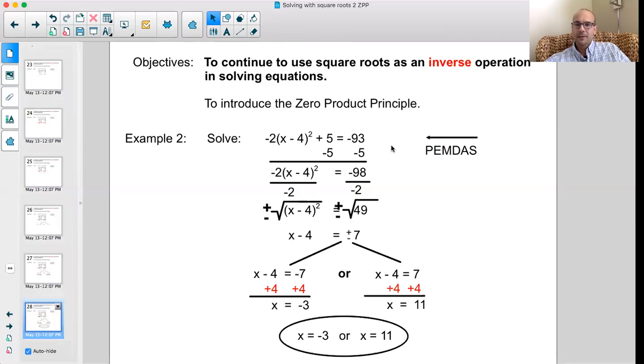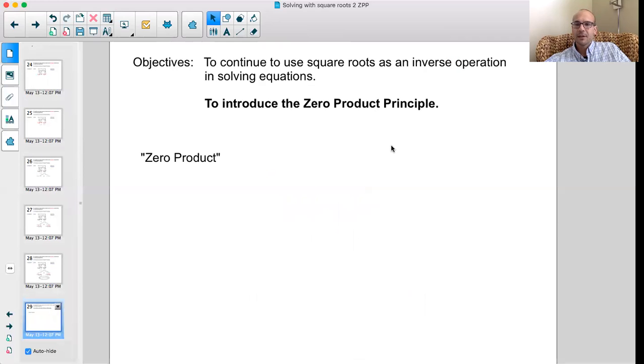Okay, so that's going to be something that you're going to practice. And then this next piece is something I want to introduce. You won't be doing practice with it too much right now, but it's to keep the next video from getting too long. So it's called the zero product principle, and we'll break it down into its parts.